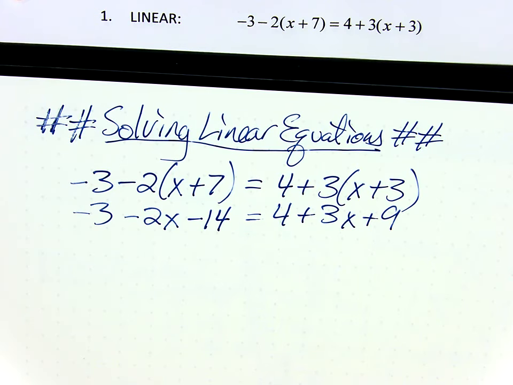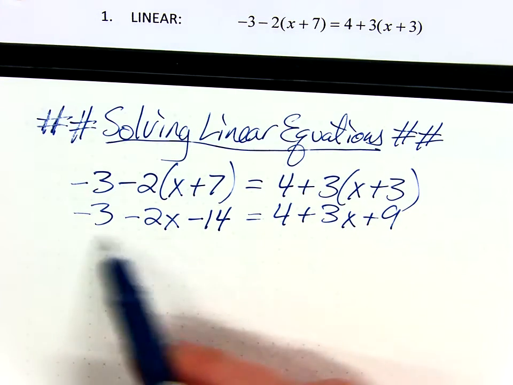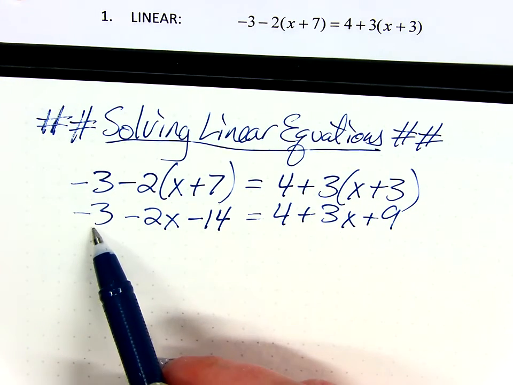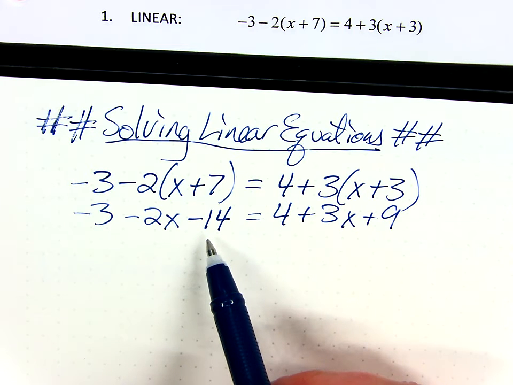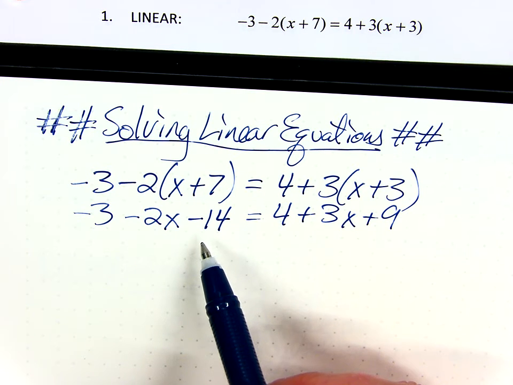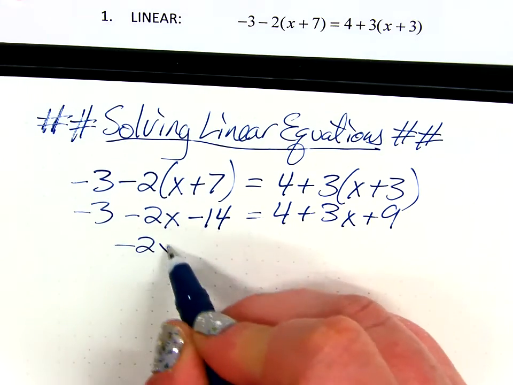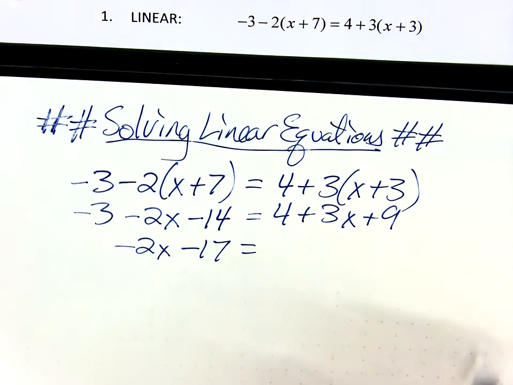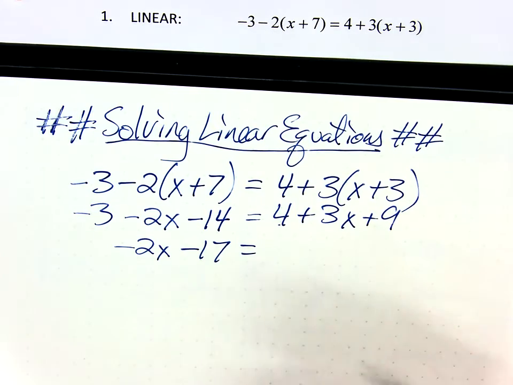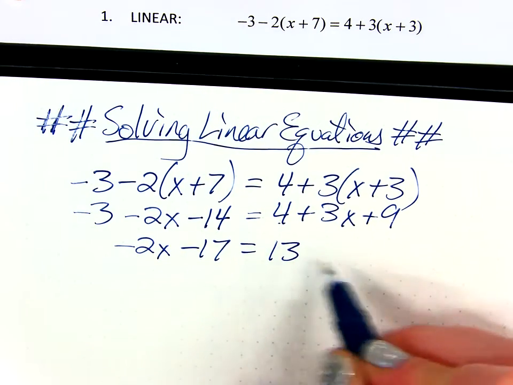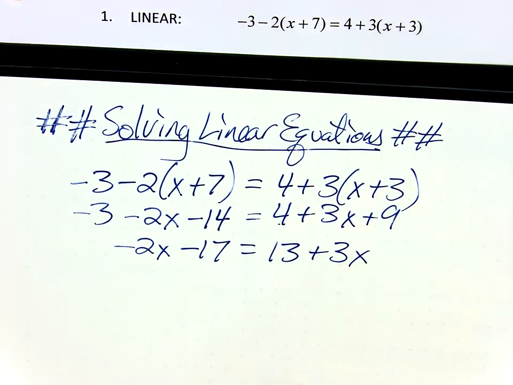All right, now I still can simplify on each side before I start adding things left and right. Okay, so if I just look at this left-hand side, I can combine the negative 3 and the negative 14. They're like terms. So if I do negative 3 minus 14, where do I end up? Yes, negative 17. Same thing over here. I can combine the 4 and the 9, 13, 3x.